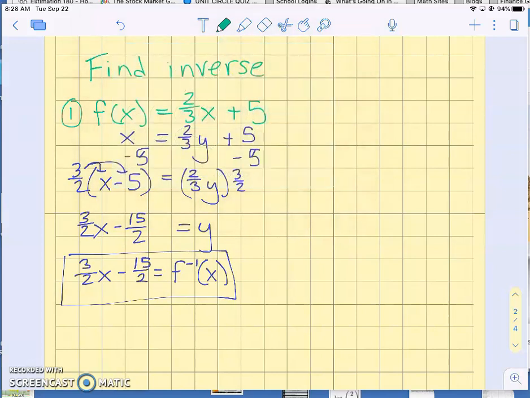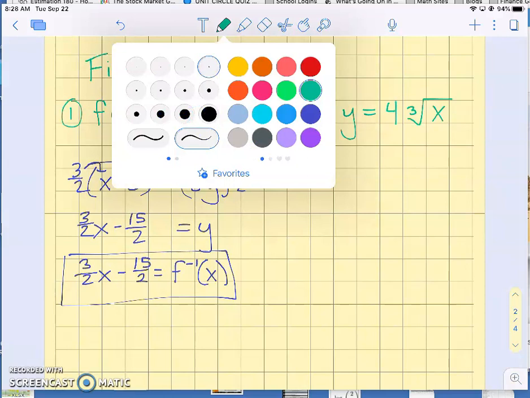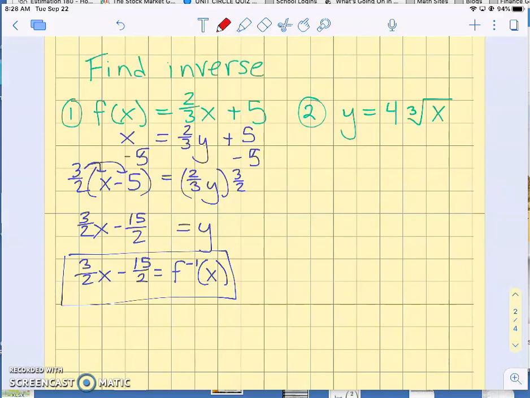So let's take a look at another one if we're asked to find the inverse. We're just going to look at quite a few. If I had y equals 4 times the cubed root of x. So again, I don't have it as f of x, I have it as y, but we're going to start the same way. Just switch your y and x. It doesn't matter if it says f of x or y. So we have x equals 4 times the cubed root of y. So it's a little bit messier, but we still want to solve for y.